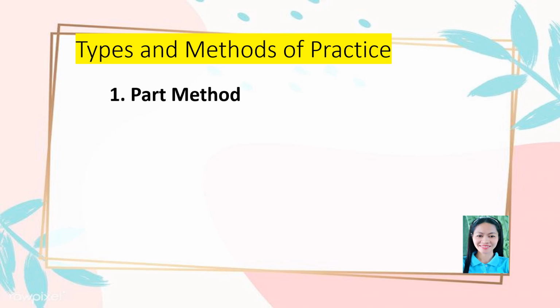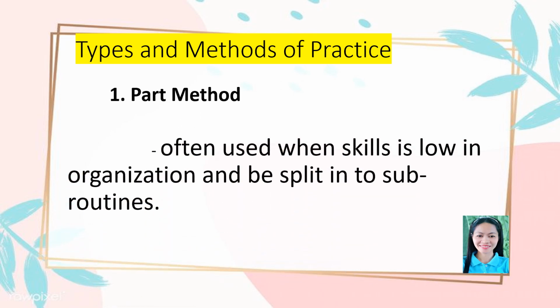First is part method. Part method is often used when a skill is low in organization and can be split into sub-routines. If the skill is complex, this method is useful to help the performer make sense of the skill and achieve initial success with basic movements before progressing to the more complex movements.